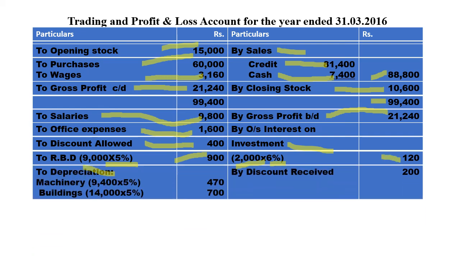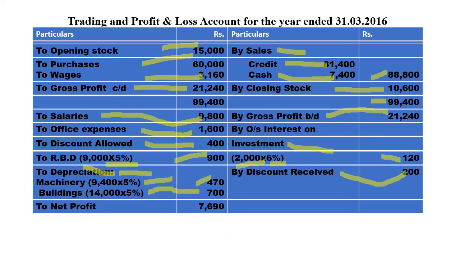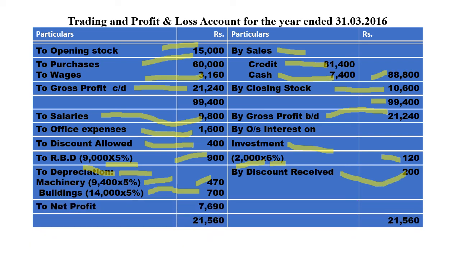year. Next, depreciation adjustment, machinery 9,400 into 5% for 1 year, 470 depreciation. Then building 14,000 into 5%, 700 depreciation. Credit side, by discount received 200. And total comes to 21,560, credit side is more. And balancing figure is net profit, 7,690 rupees.